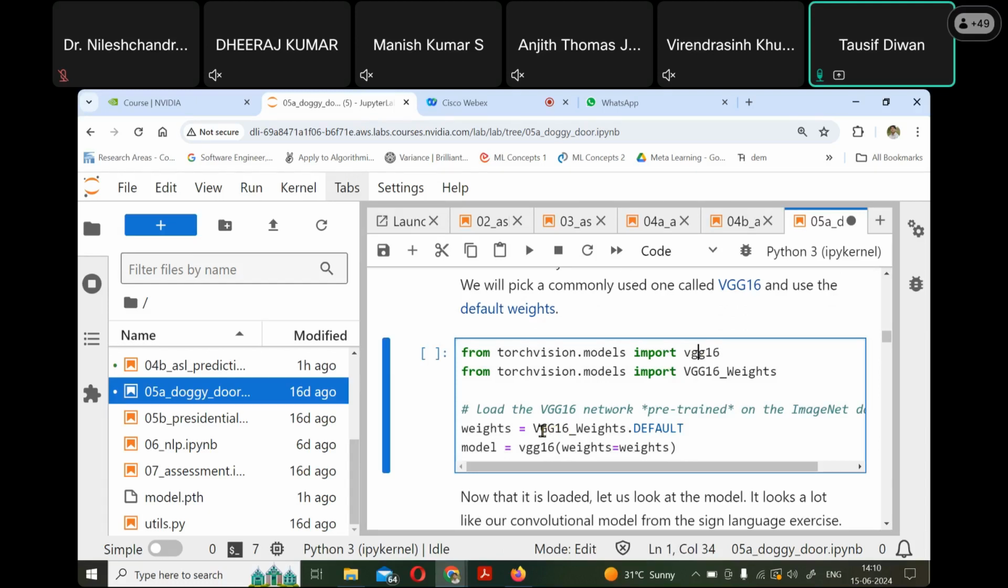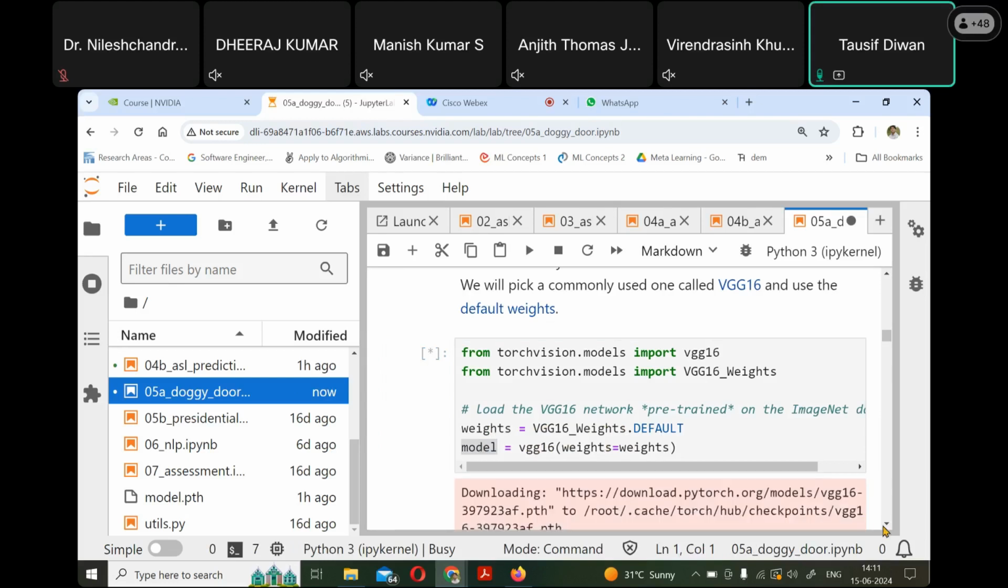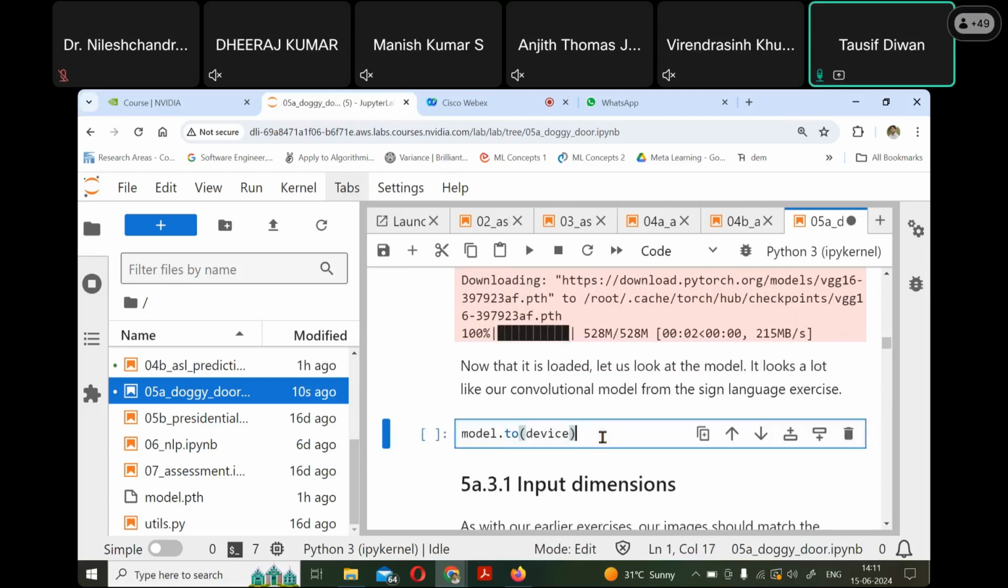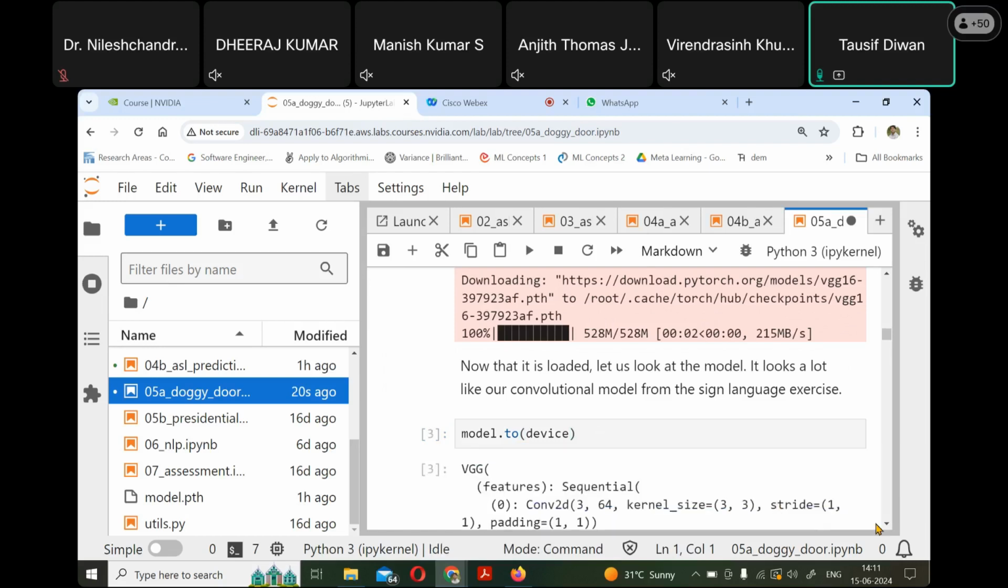We are extracting this VGG 16 weights dot default, and these are stored in weight, and we store the VGG 16 weights into this particular model. So ultimately now we have this model in which we have the model architecture as well as trained weights. This model is getting downloaded. Our next task is to transfer everything to the device.